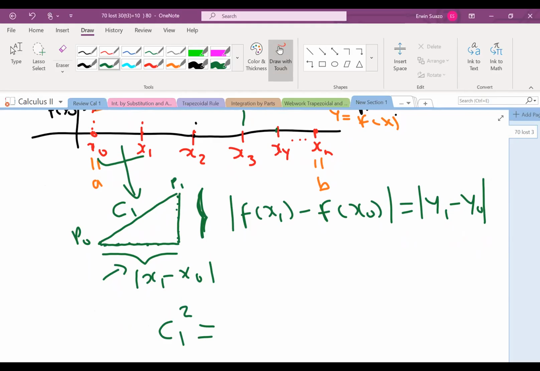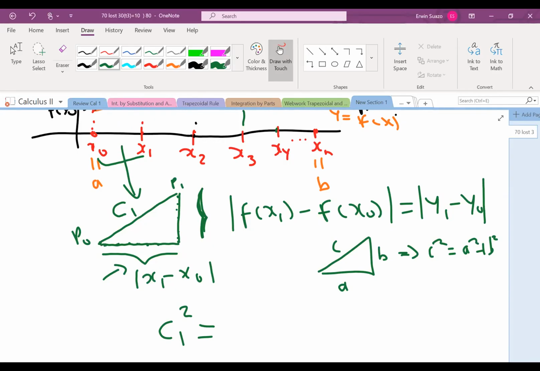What does Pythagoras say? Pythagoras says that for a right triangle with sides A, B, and C, C squared equals A squared plus B squared, right? So what should I do here? C1 squared equals what? What is A?